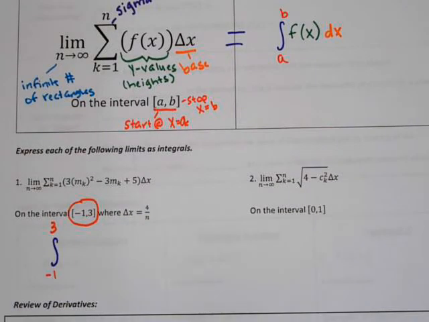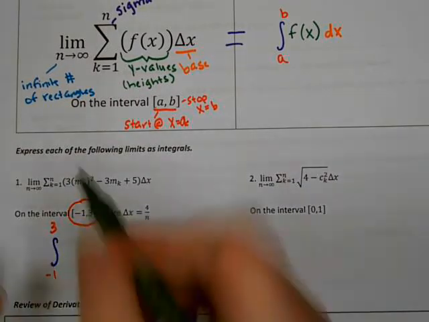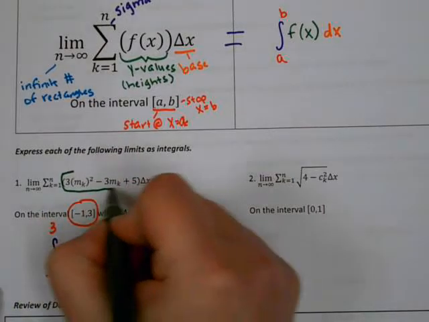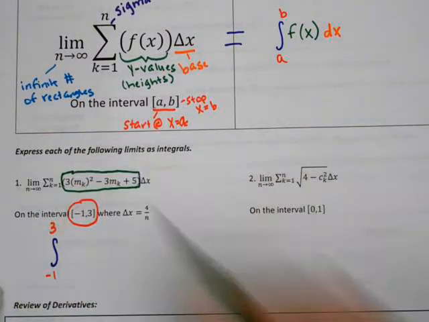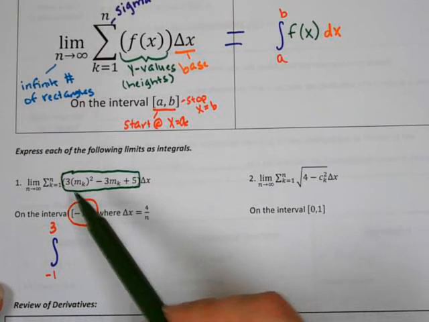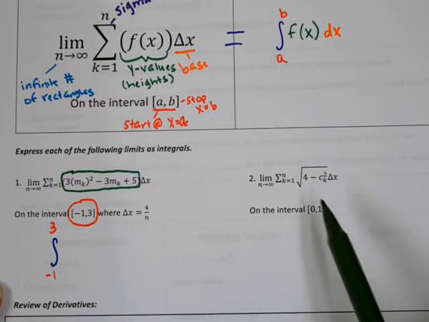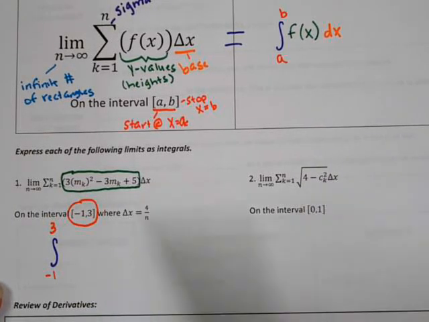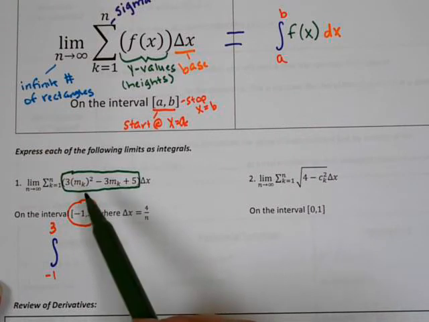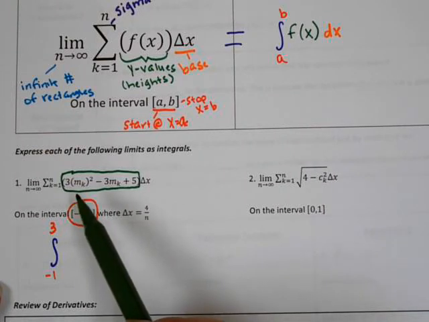Now we need to find our function. Our function is right here, but it looks a little funny. You'll notice that it's got this m sub k, or for example in number 2 it's got this c sub k. What that's giving us right there is the specific x values that we're finding the values of.